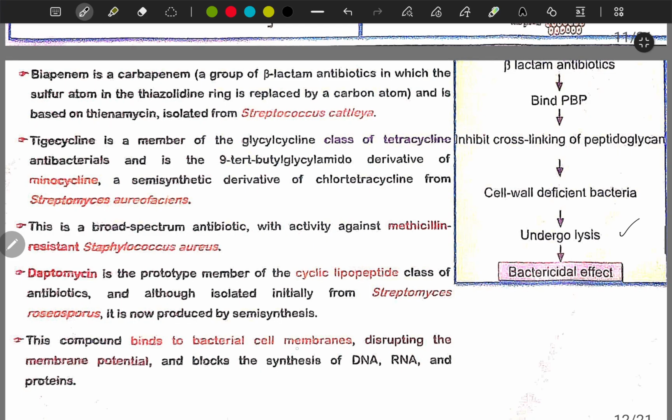This compound binds to the bacterial cell membrane, disrupting the membrane potential and blocking synthesis of DNA, RNA and proteins. Okay, that is also understandable. But where is this beta-lactam antibiotic coming from?